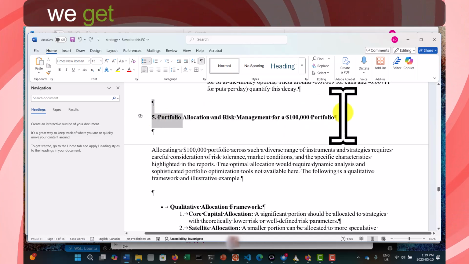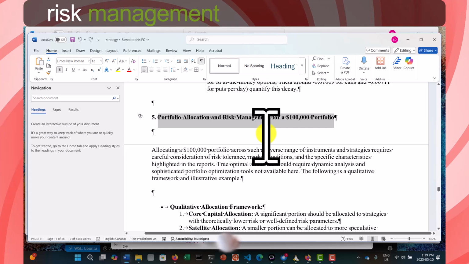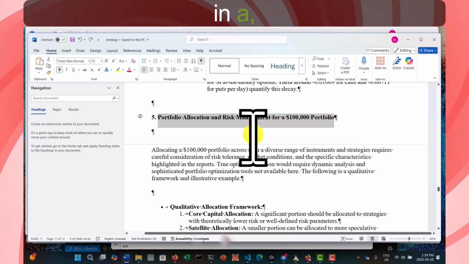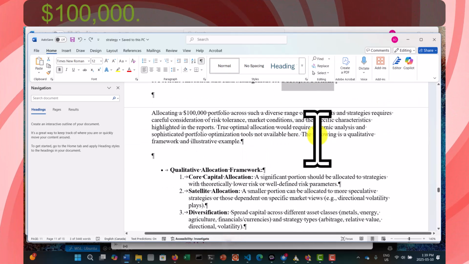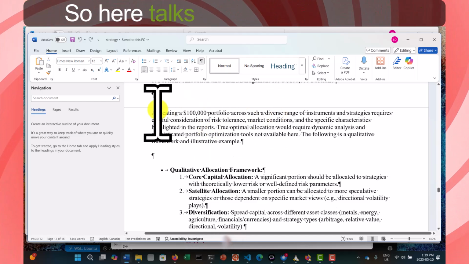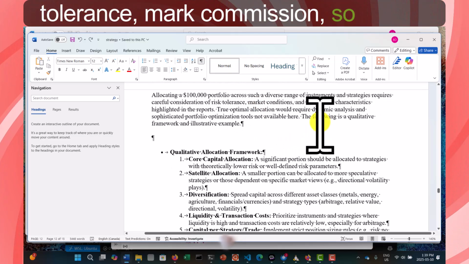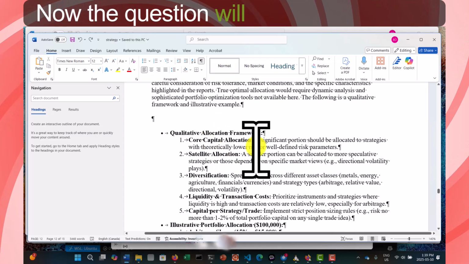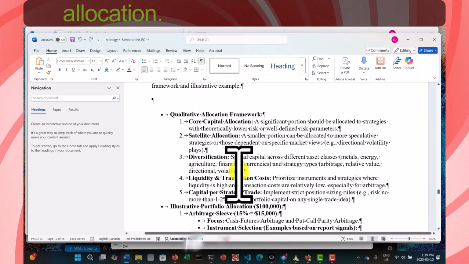Then we get into the portfolio allocation and risk management that we would apply in a $100,000 account, a portfolio of $100,000. Again, mock simulated, right? So here it talks about how you've got to worry about your risk tolerance, market conditions, and so forth. So everybody's different. Now the question will be, can you do this under $10,000, $20,000? You'll see it in the allocation.